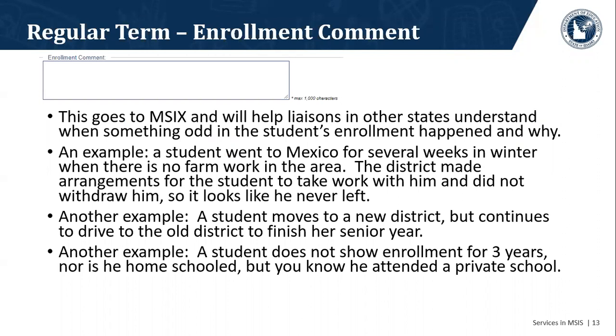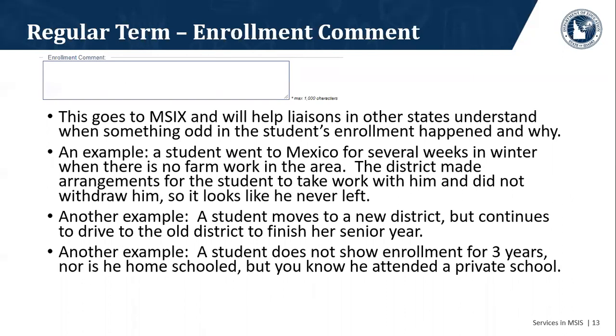All right. Regular term enrollment comment. Enrollment comments are, relatively speaking, new. They've been in the MSIS system for about maybe 3 years, and it was added because this was a required minimum data element for M6.